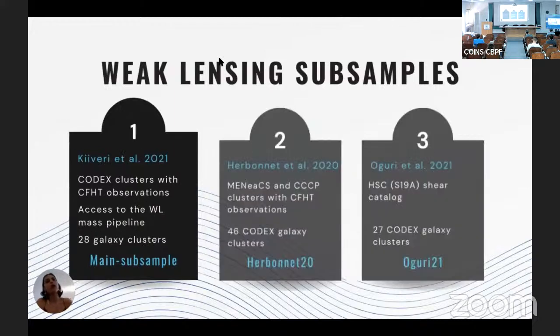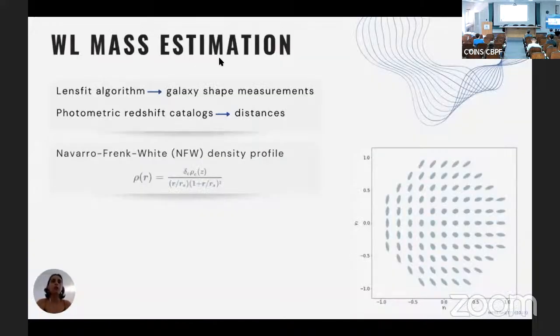And here I'm going to highlight the first subsample from Kiiveri et al. because we were granted access to the entire pipeline they used for the weak lensing analysis, such that we were able to retrieve the entire mass PDFs. So I'm just briefly going to show what they did. They used the lensfit algorithm for measuring the shape of the source galaxies. They also used 2 photometric redshift catalogs to estimate the distances, and they assumed a Navarro-Frenk-White density profile.